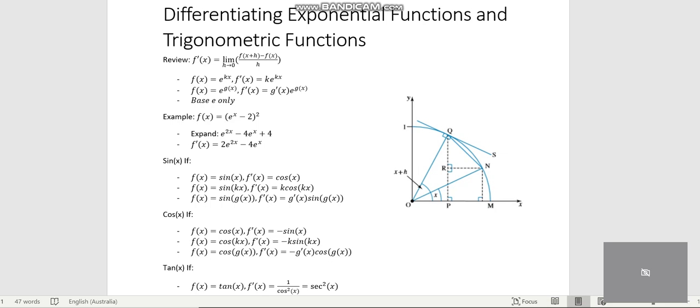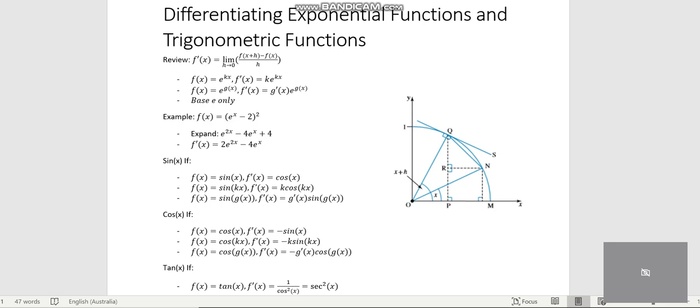And the rule is, for f of x equals e to the kx, f dash of x is k e to the kx. This is the unique property of the function e. The second part is if f of x is e raised to a function, f dash of x is the derivative of the function multiplied by e raised to the power of the function. One thing to clearly note is that this rule only works for base e.